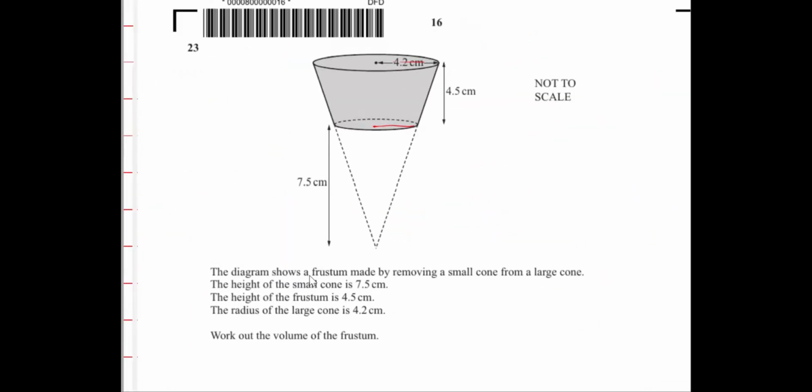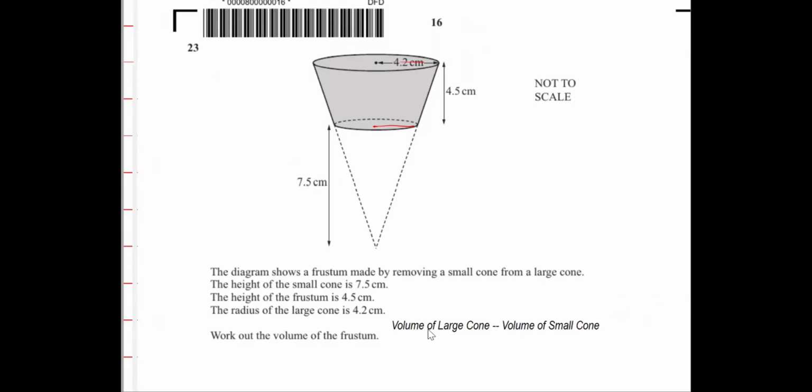Question number 23. The diagram shows a frustum made by removing a small cone from a large cone. Height of the small cone is 7.5 centimeter. Height of frustum is 4.5 centimeter. Radius of large cone is 4.2 centimeter. Work out the volume of frustum.